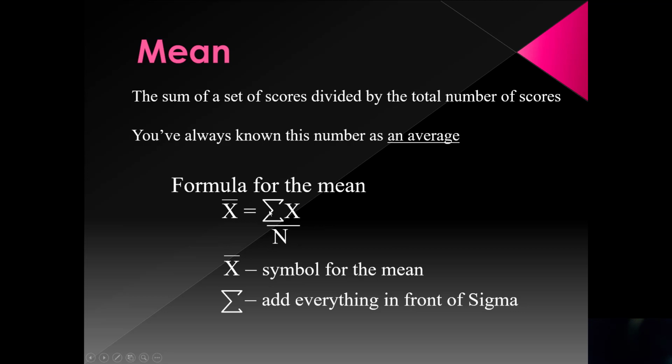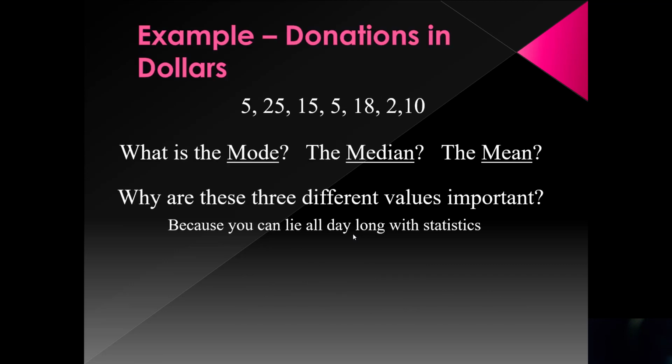Here's this totally cool looking sigma thing. When you see this sigma, that's the Greek symbol sigma, you add everything in front of it. So the mean equals the sum of all the values in a distribution divided by the number of values. Okay? With me so far? How could I possibly know that? But you'll get it, I promise you.